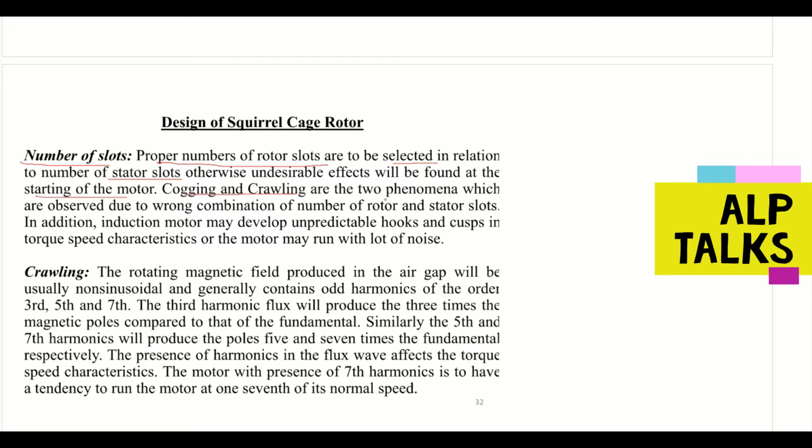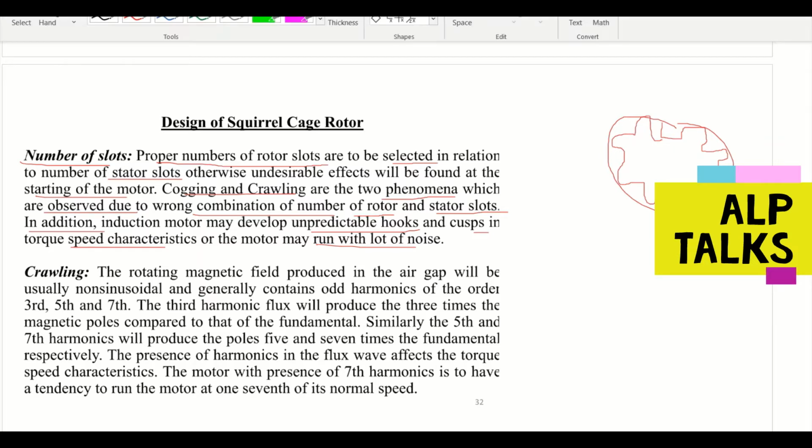Cogging and crawling are two phenomena which are observed due to a wrong combination of the number of rotor and stator slots. In addition, the induction motor may develop unpredictable hooks and cusps in the torque speed characteristics, or the motor may run with a lot of noise. Whatever slots are there in the stator, the rotor slots should be in relation to that, otherwise there are some impacts.